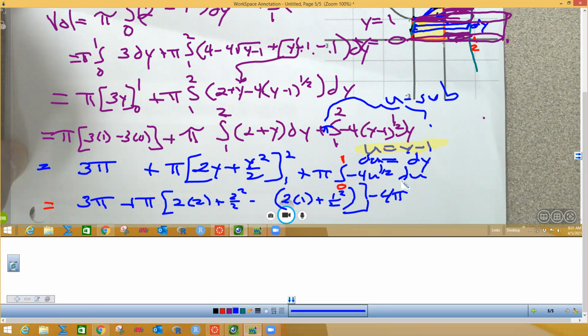Taking that 4 out there with that pi, and now I got to do the integral of u to the half. Well, I got to add 2 over 2 to 1 half. I hope you all know that that is going to be u to the 3 halves over 3 halves, but I can flip that upside down and get 2 over 3. And then I got my new u world, so I got to have 0 to 1 out here.